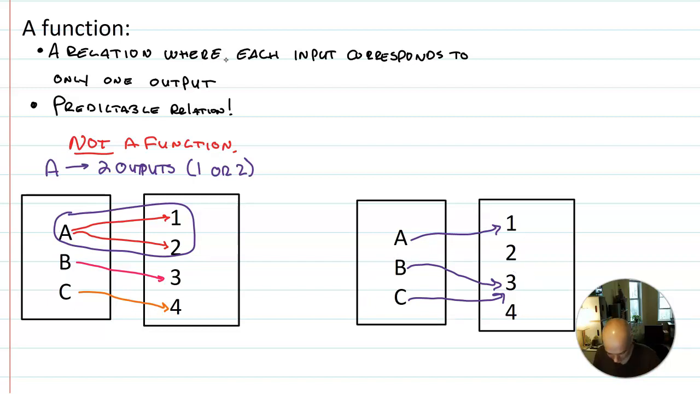The answer is no, because if we look carefully at this definition, it says a relation where each input corresponds to only one output, and we can still say that A, let's do it as ordered pairs, A went with 1, B went with 3, so B has a specific output of 3, and C also has a specific output of 3. That's perfectly fine in a function. You can have two arrows that point at the same number. You just can't have one input giving two separate outputs. So this is a function.